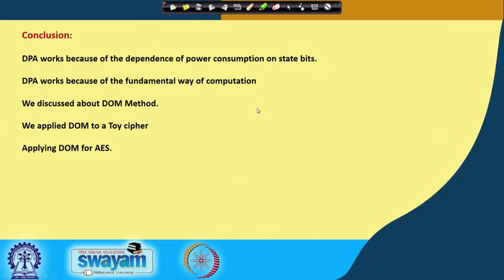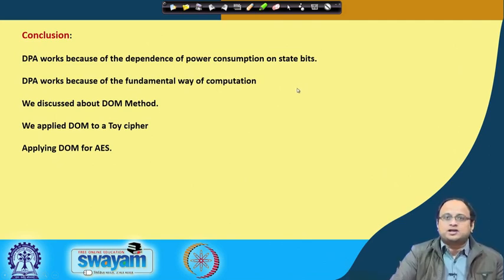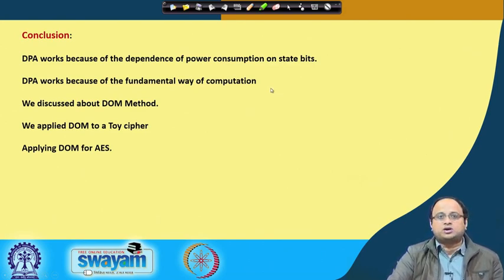Just to summarize, what we have discussed is that DPA works because of the dependence of power consumption on state bits. DPA works because of the fundamental way of computation, as we have seen that it works independent of the algorithm, but it works because of the way in which we do computations. Therefore it is more fundamental, and if you really want to stop DPA working, you need to understand how the countermeasure should be built.